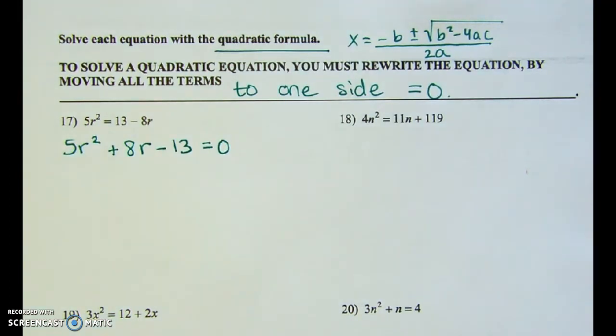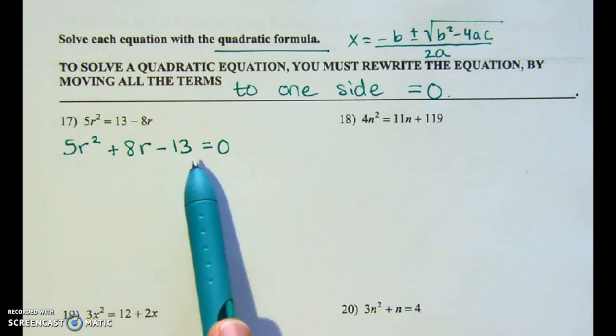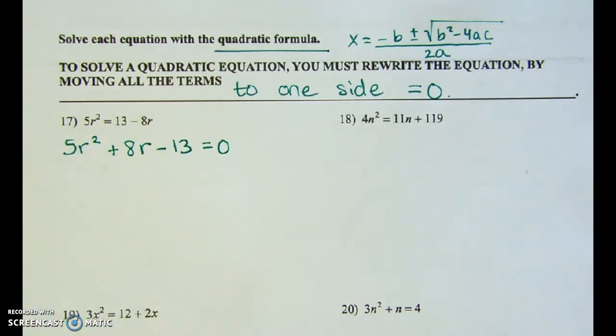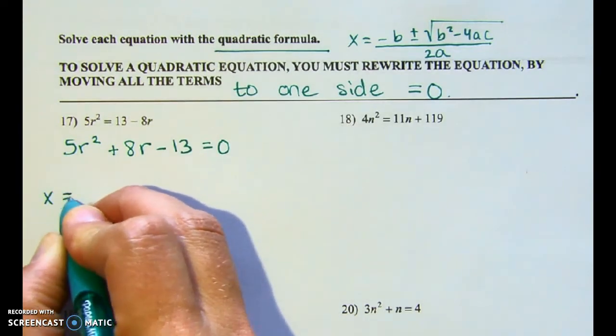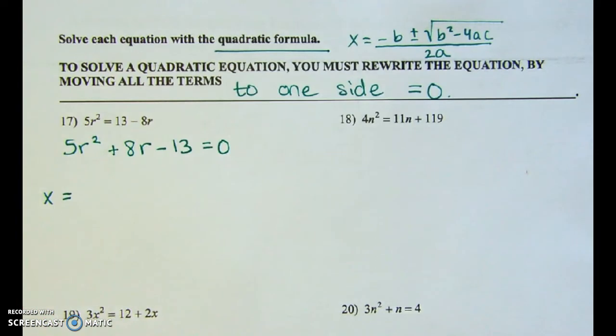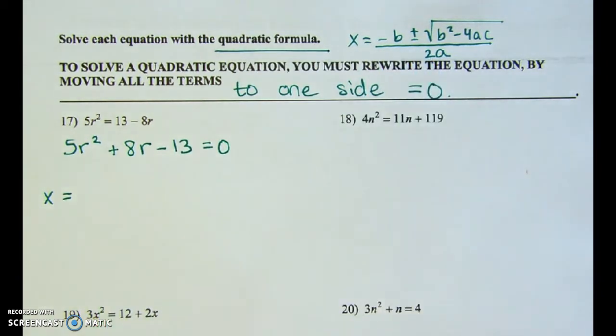Otherwise, you're not going to get the A, B, and C correct. You're going to get their signs mixed up. Okay, you ready? By this level, my friends, you should be able to read the equation in your head and fill it in.